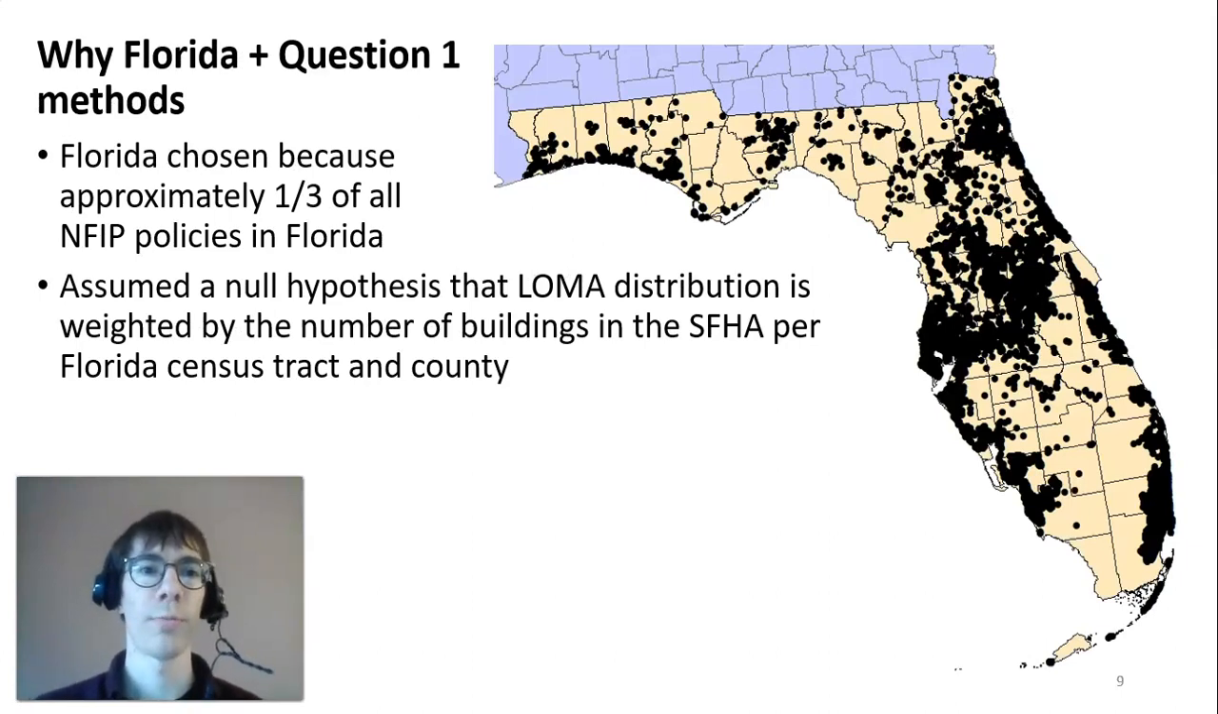For question 1, part of the reason I chose Florida to show here is because about 1/3 of all national flood insurance policies are in Florida, and so it also follows that there's going to be a lot of letters of map amendment. And so what I'm going to assume here is a null hypothesis, that LOMA distribution is going to be weighted by the number of buildings in the special flood hazard area per Florida census tract. So essentially, if we spread them out evenly, distributed by the number of buildings that are in the special flood hazard area, how close does that actually match up to observed is the question I'm asking here to determine a spatial distribution.